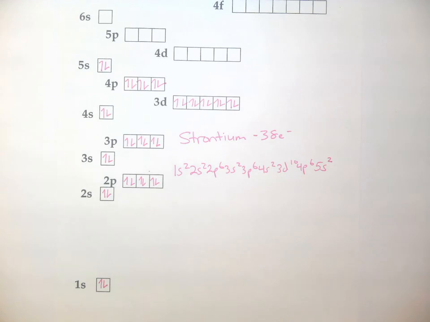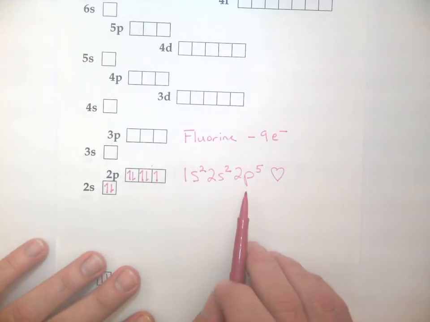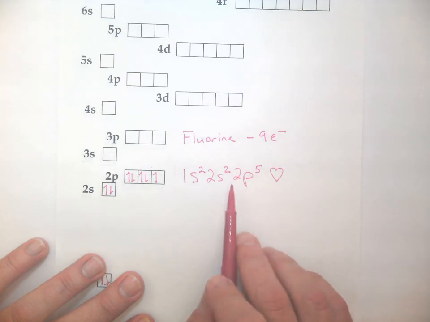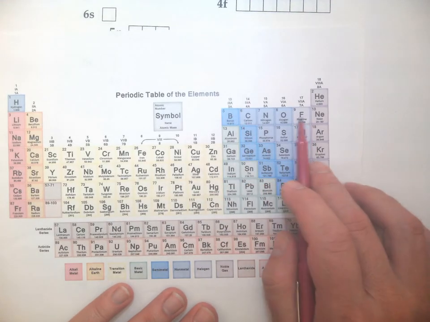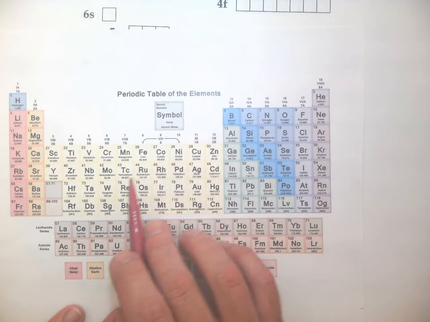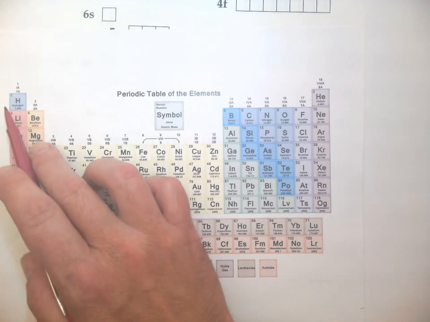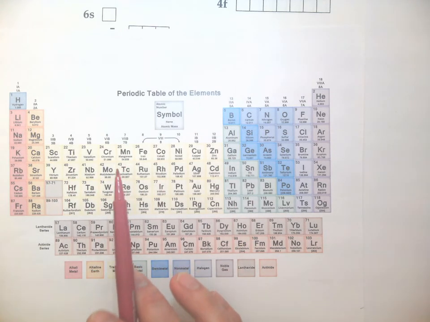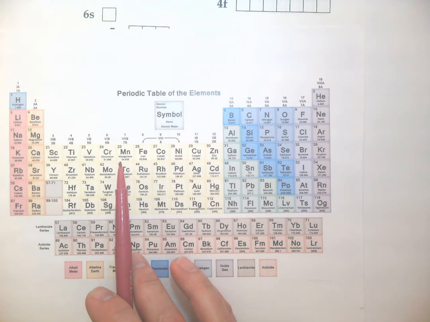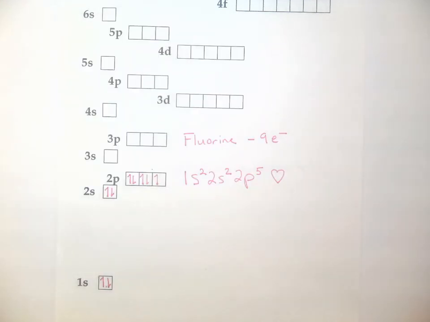Okay, so you might have noticed something as we're going along, and that is that fluorine's configuration ends in 2p5, and fluorine happens to be in the 2nd row of the periodic table. Strontium's configuration ended in 5s2, and strontium is down here in the 5th row of the periodic table. And you might be wondering, is that just a coincidence? Well, no, it's not. Because if you've ever wondered why the periodic table looks the way it does, it's because of electron configurations. Okay, I'm going to swap out my periodic table for a different one.